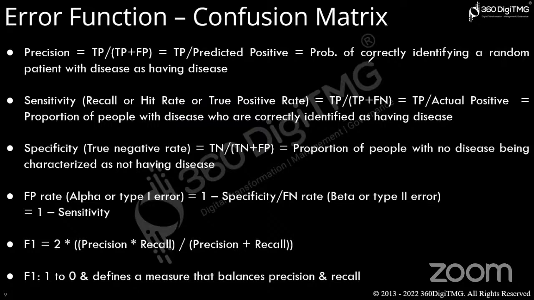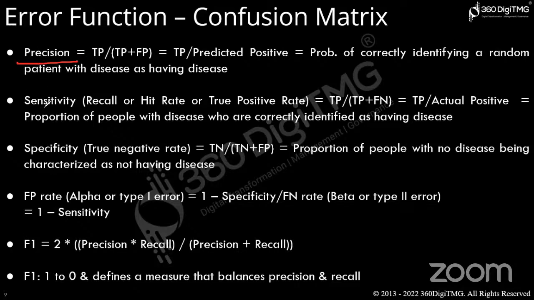It could be any illness, anything. Whether that particular person has a disease or not. He has a disease, but he wants to check. He doesn't know, but he wants to check. So if we are correctly classifying a particular person having a disease as having a disease, in that case, we'll be calling it precision.